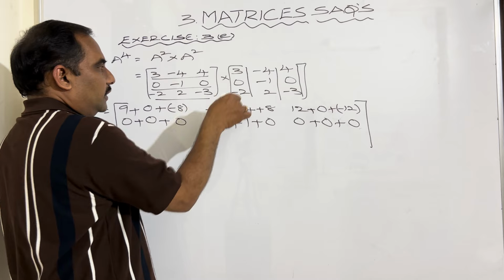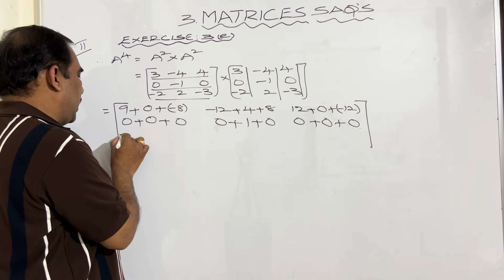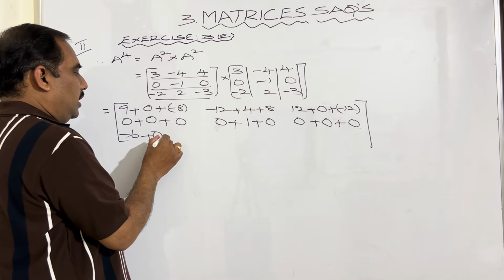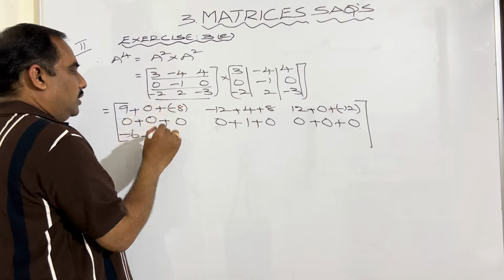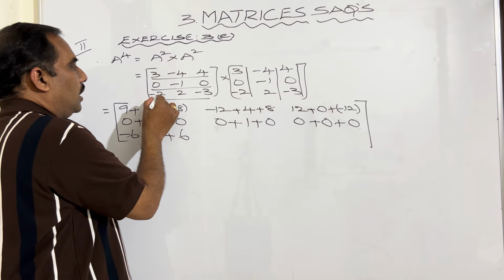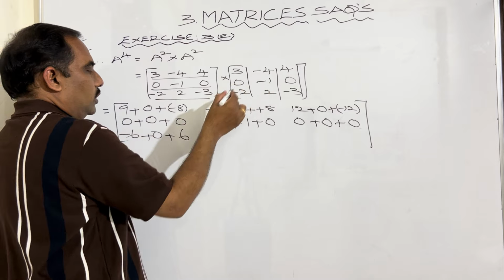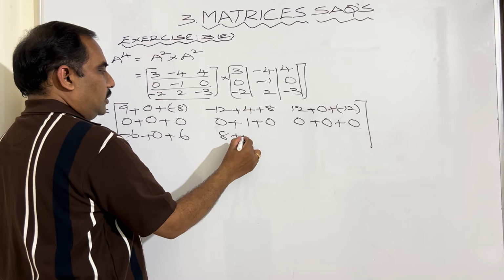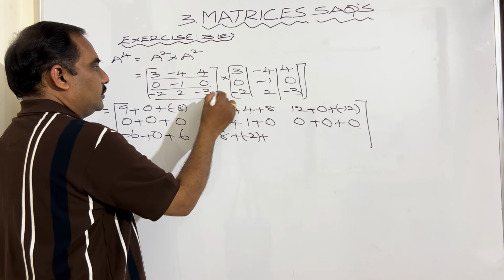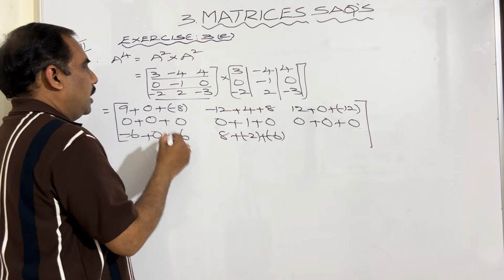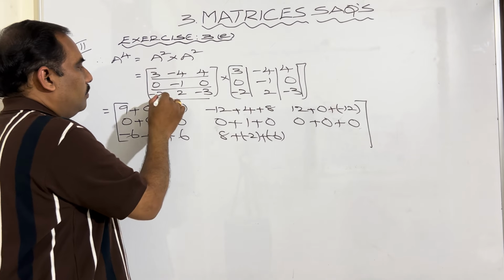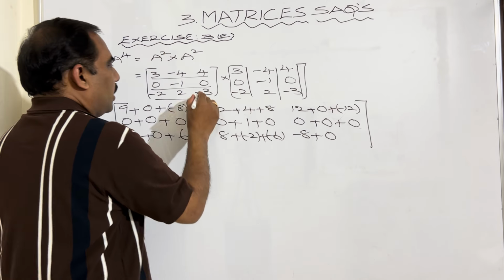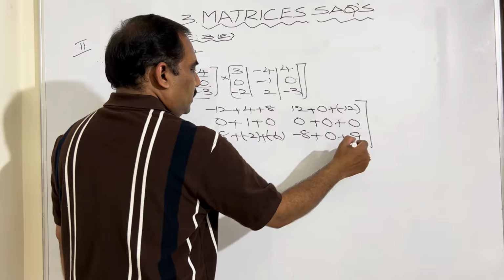Now third row, first column multiplying: minus 2 into 3, that is minus 6, and plus 2 into 0, that is 0, and plus minus 3 into minus 2, that is plus 6. Now again third row, second column: minus 2 into 4, that is minus 8, and plus 2 into minus 1, that is minus 2, and plus minus 3 into 2, that is minus 6. Again third row, third column: minus 2 into 4, that is minus 8, and plus 2 into 0, that is 0, and plus minus 3 into 3, that is minus 9.